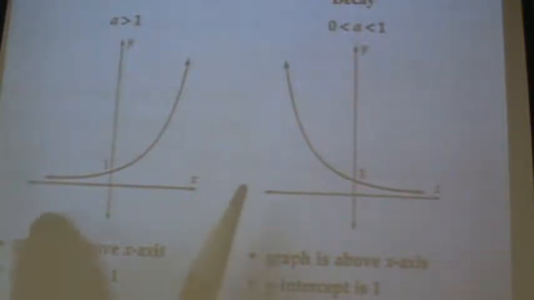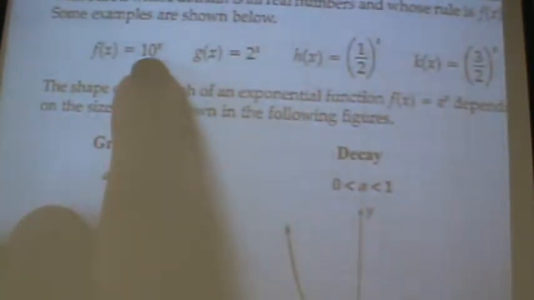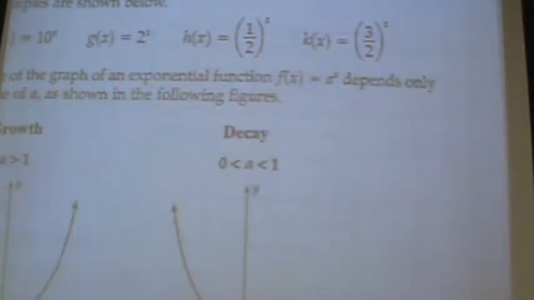One is called exponential growth, and one is called exponential decay. Do you remember which is which? When A is greater than 1. When the base, which we call A, is greater than 1, it's growth. If it's between 0 and 1, like the third one, it's called decay. This is all review, right? Those interest problems, we're going to do those in section 5.3.